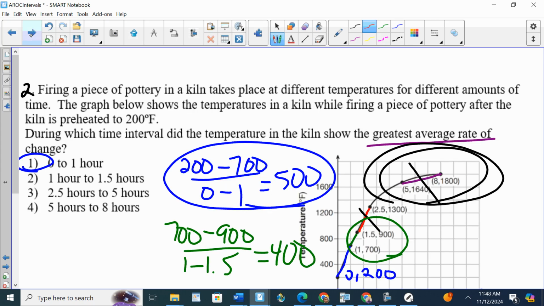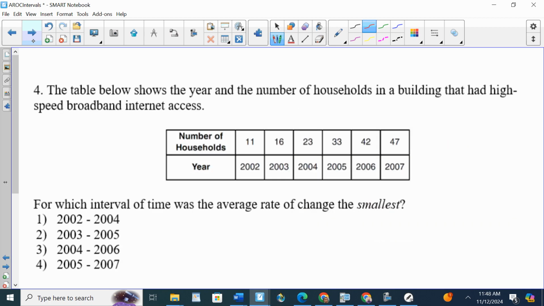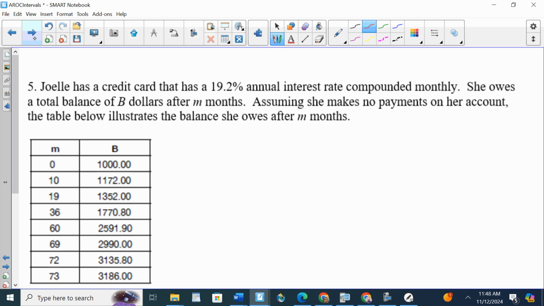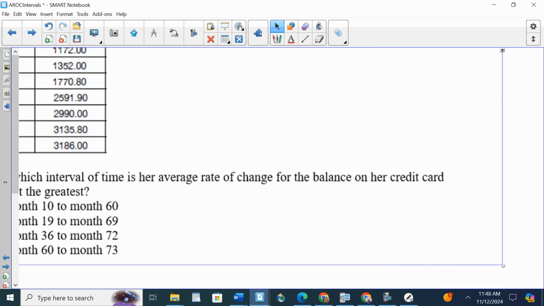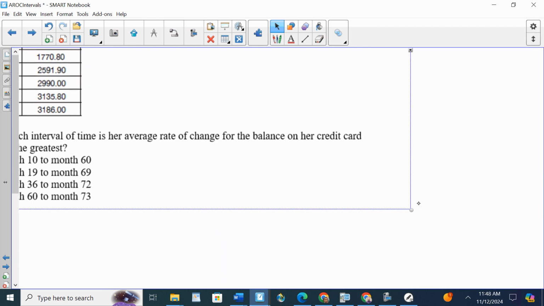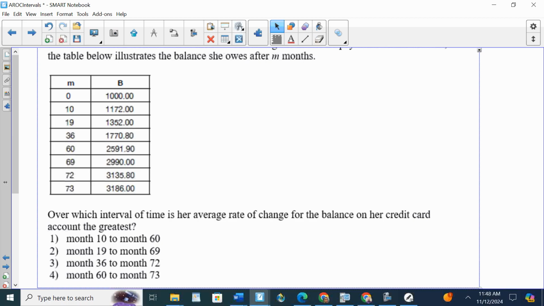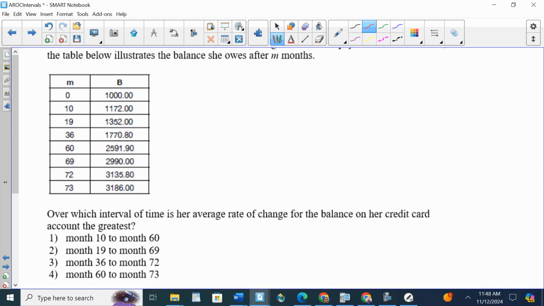Now, if they give us a table, this is not quite as nice. There's really no shortcuts. It wants to know over which time interval is the average rate of change the greatest. I'm going to have to go through each choice and do it. So choice 1, it says month 10 to 60.